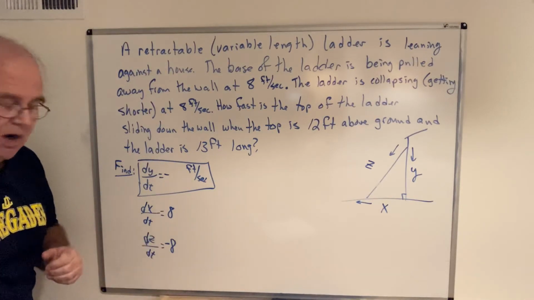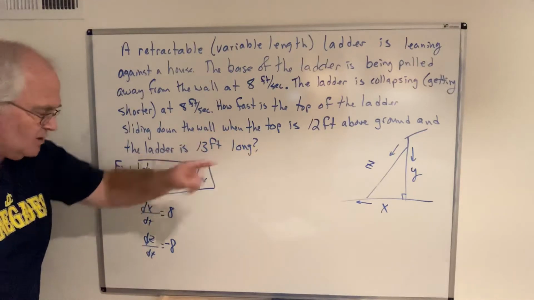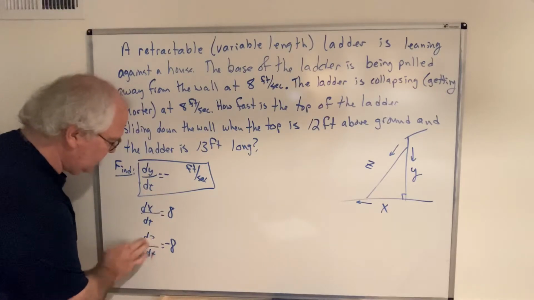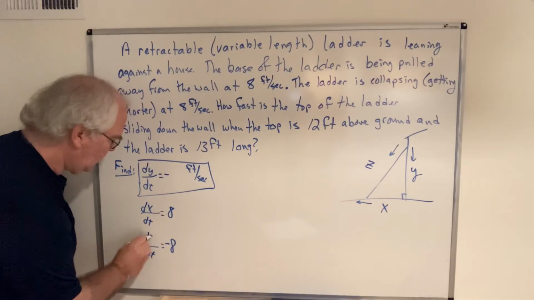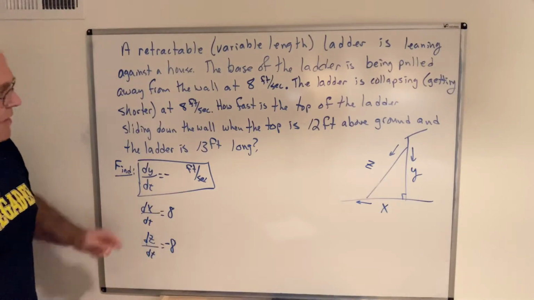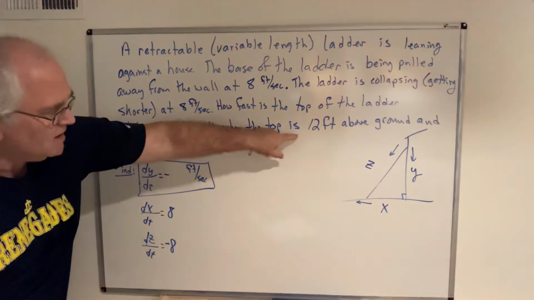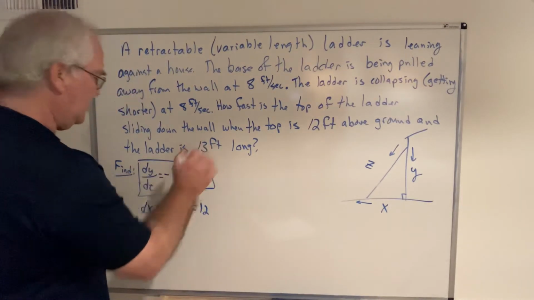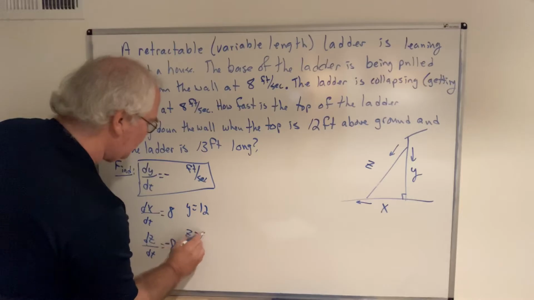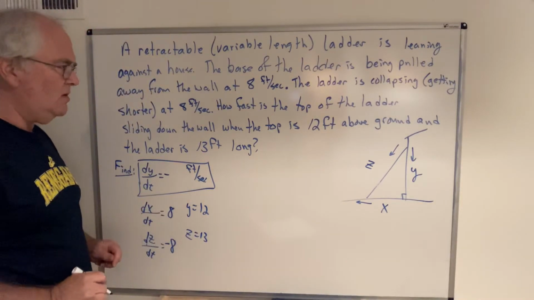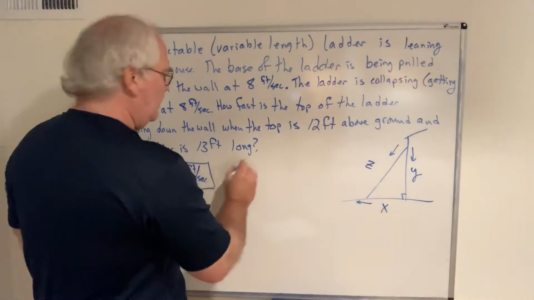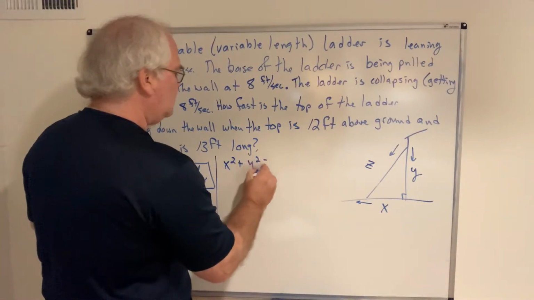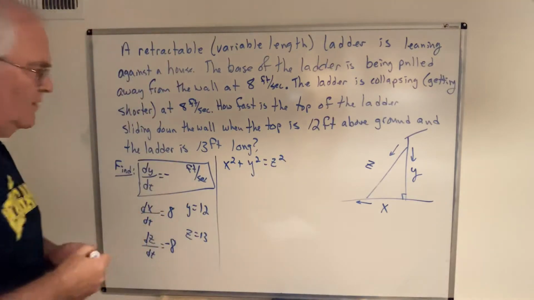That answer will be wrong because the interpretation must match the physical nature of the problem, and that has to be reflected in the algebra here. This is dz/dt, and this is a negative value. What else are we given? The top is 12 feet above ground, so we're given a value for y of 12, and the ladder is 13 feet long, so we're given a value for z. We know not to plug those in too soon, and we know our starter equation. The starter equation is x squared plus y squared is equal to z squared from Pythagoras.